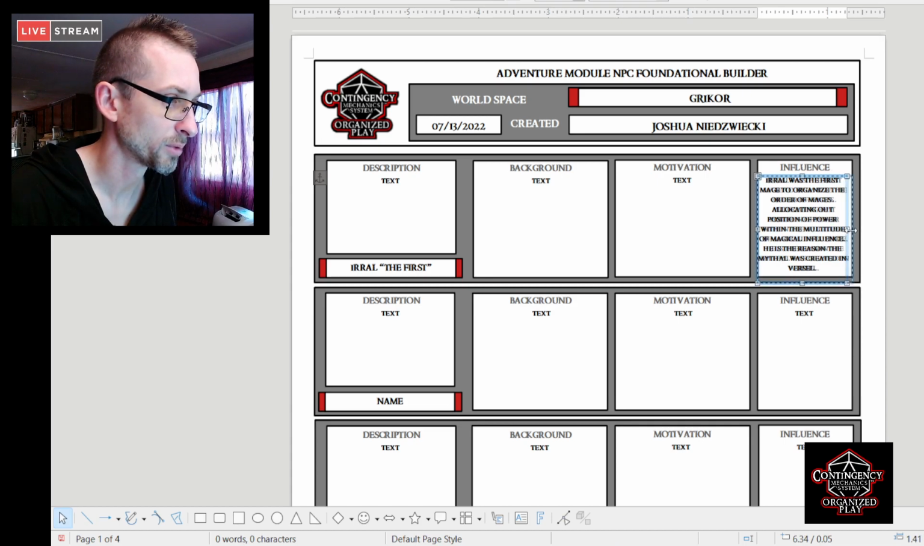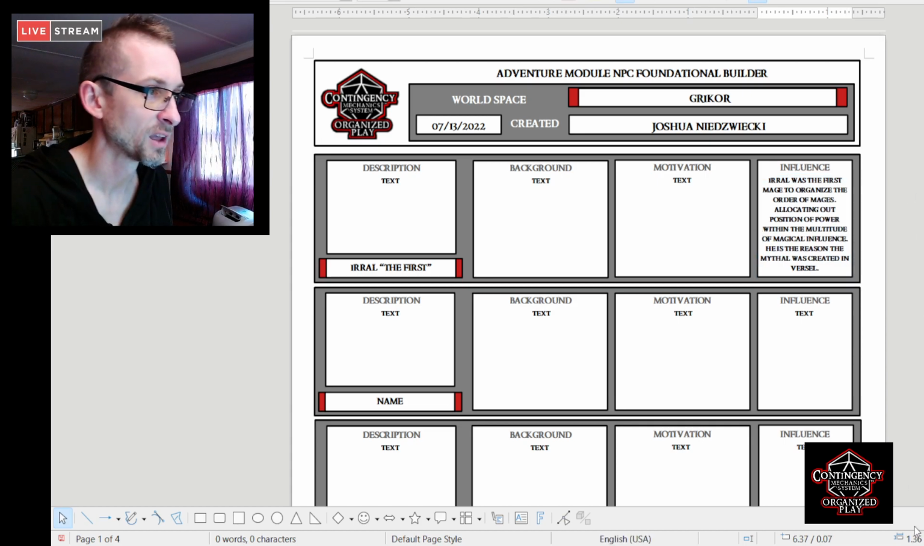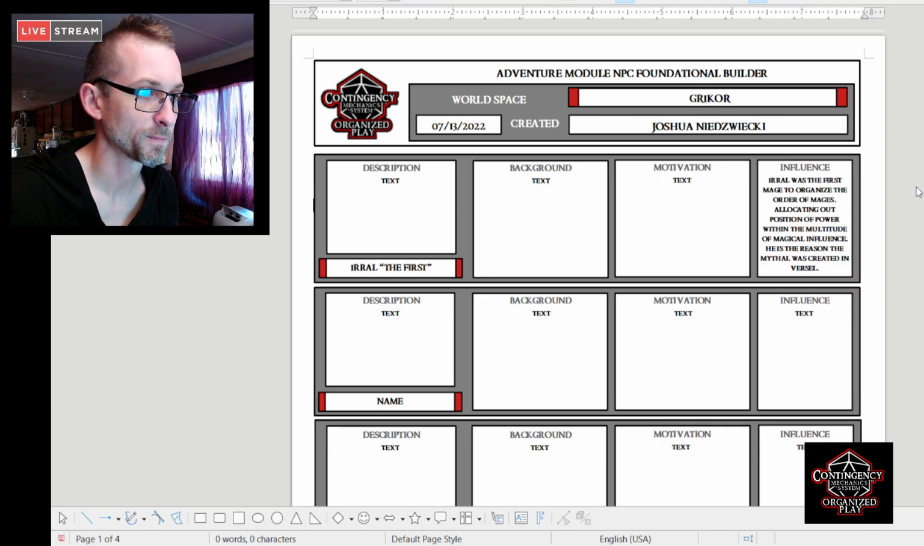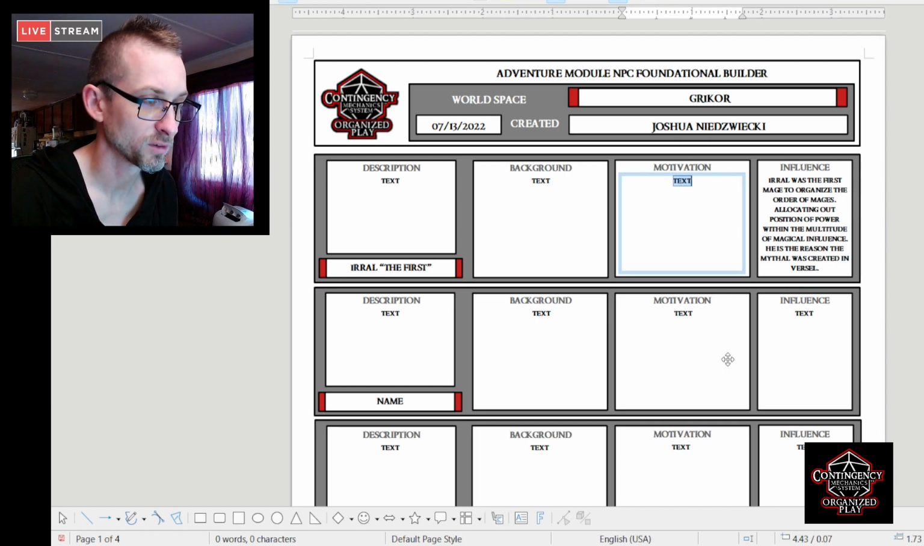Branch this out a bit more. Okay. Allocating out positions of power within the multitude of magical influence, he is the reason the Mythal was created in Versailles. So he is the first mage, first to begin to organize some semblance, right? And what was his motivation to do so?